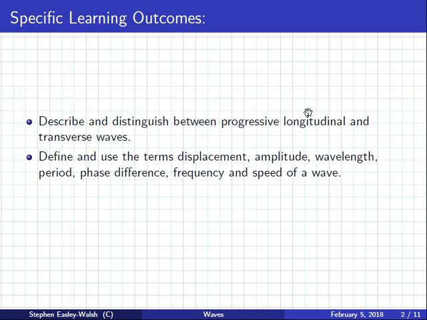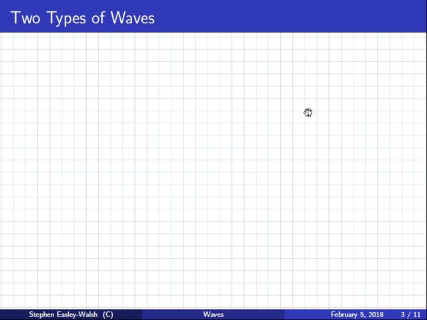Okay, so let's have a look. There are 2 types of waves. First type we call transverse, or an S wave, and the second type we call longitudinal, or the P wave. So if you can write those down, and we'll explain what they are now. Longitudinal, transverse.